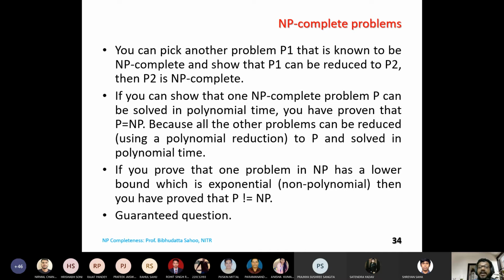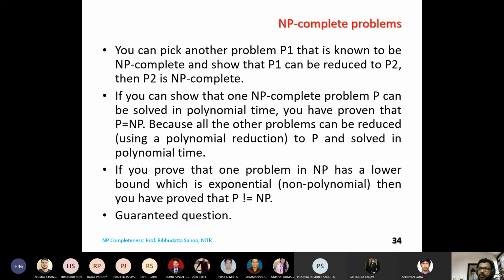Can it be reduced like this? If you pick up another problem P1 that is known to be NP complete, let us assume that P1 is the only problem proved to be NP complete. Now we are looking for a method by which P1 can be reduced to P2. Let us say P2 is any arbitrary problem that belongs to NP. If we are able to reduce P1 to any arbitrary problem, then that problem is proved to be NP complete.